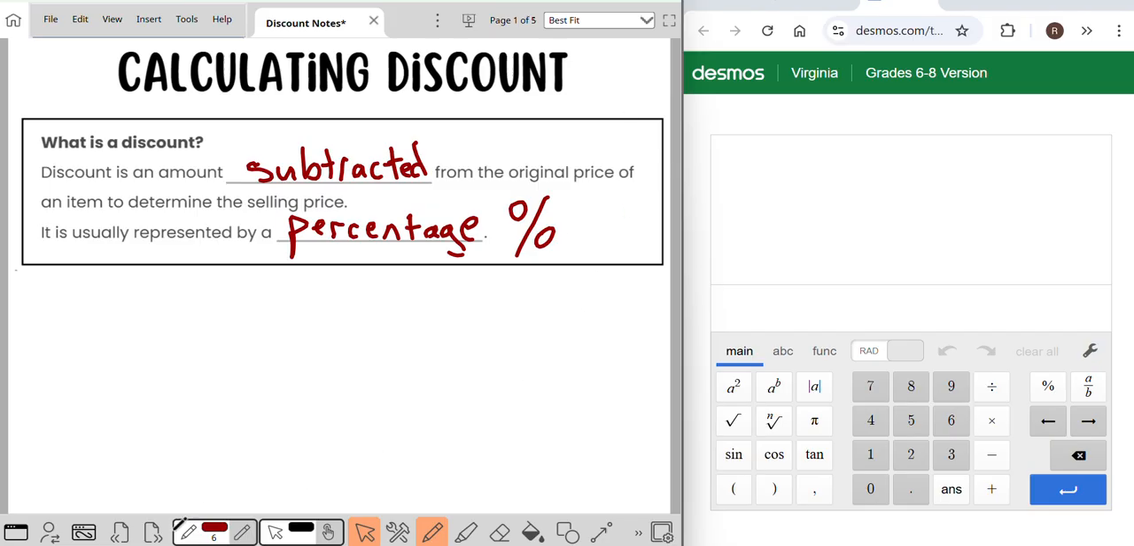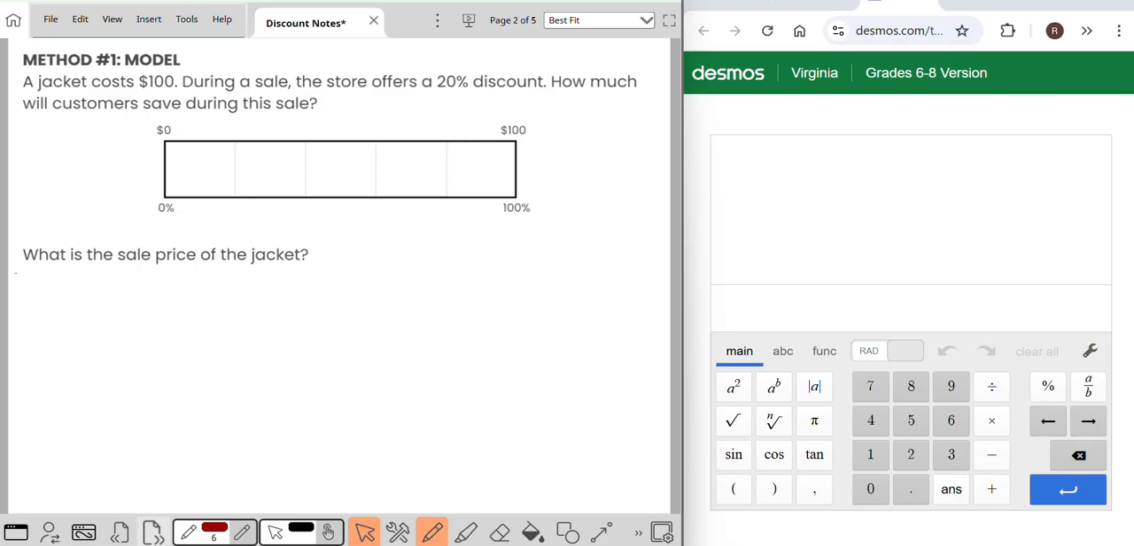All right, so let's go ahead and check out the 4 methods we have for calculating this. First, method number 1 is to model. So let's say a jacket cost $100. During a sale, the store offers a 20% discount. How much will customers save during the sale?